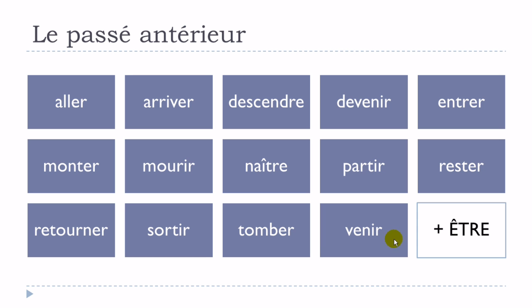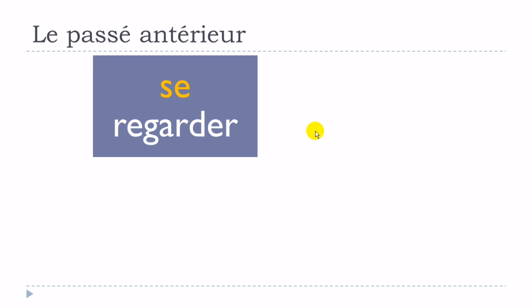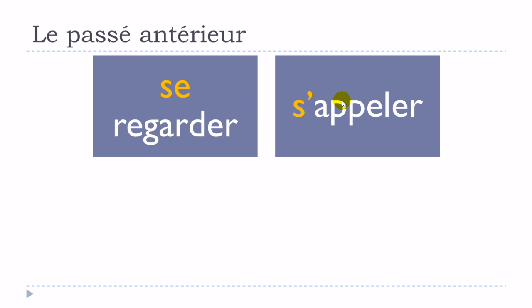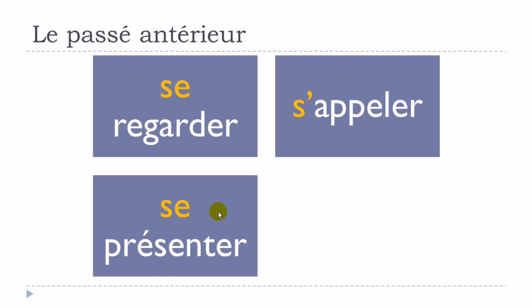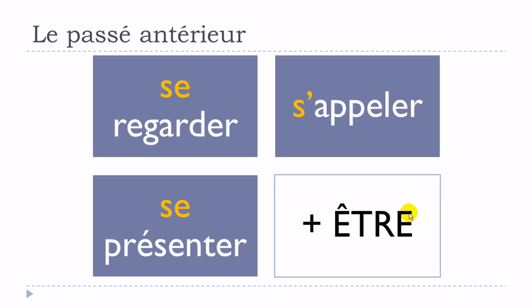So all these verbs will be conjugated at le passé antérieur, or more generally at all the compound tenses in French with être. And then we've got the verbs like se regarder, s'appeler, se présenter. Okay, so to look at oneself, to call oneself, to present oneself. So these verbs are called les verbes pronominaux.